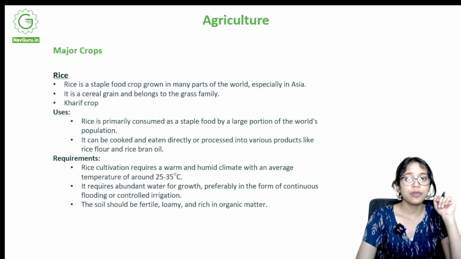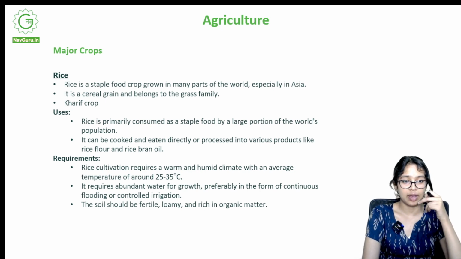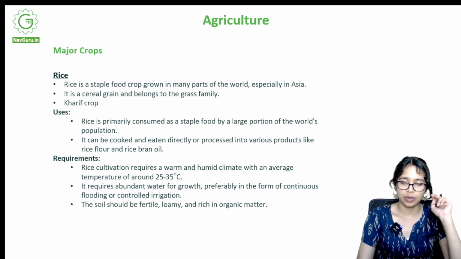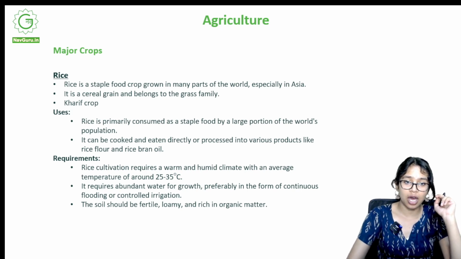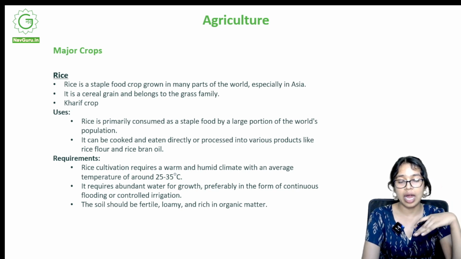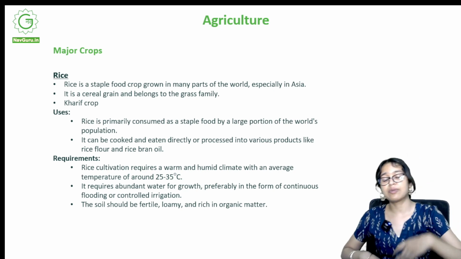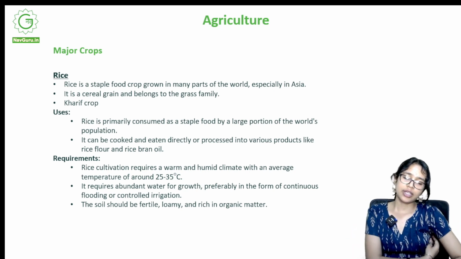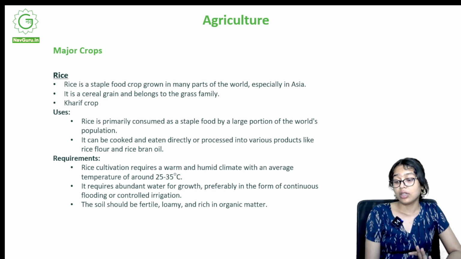So rice is a staple food crop grown in many parts of the world, especially in Asia. It is a cereal grain and belongs to the grass family. It is a kharif crop. Uses. Rice is primarily consumed as a staple food by a large portion of the world's population. As I said, it can be cooked and eaten directly or processed into various products like rice flour and rice bran oil. So one way is that you cook it and you eat it and you are happy. The other way is that you make rice flour, then you sell it in a bigger amount. So something like that.